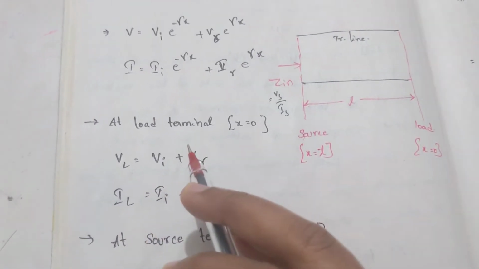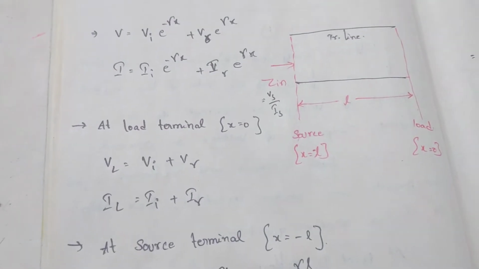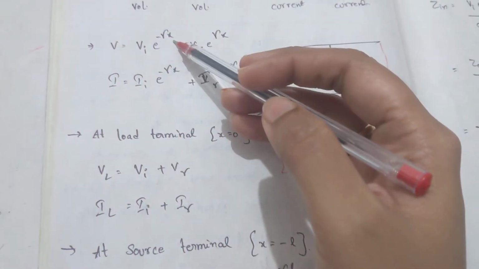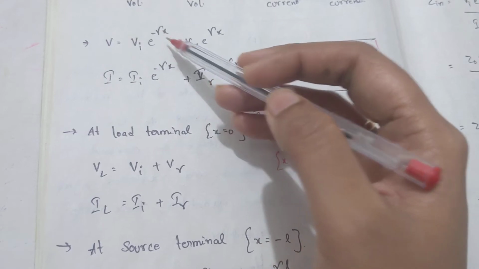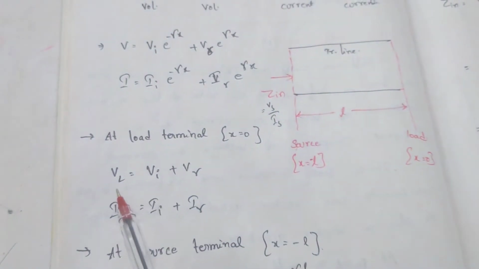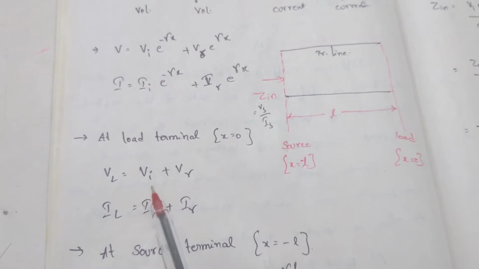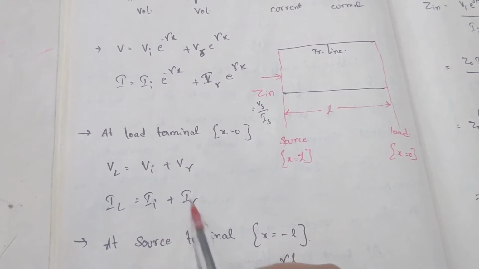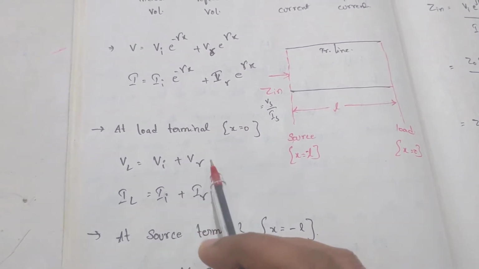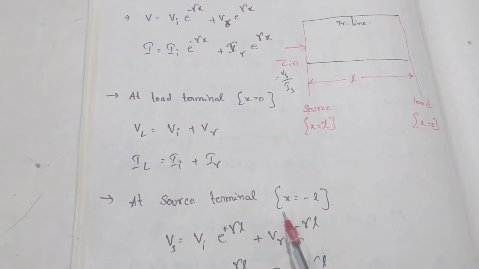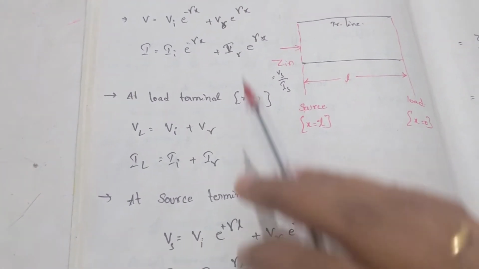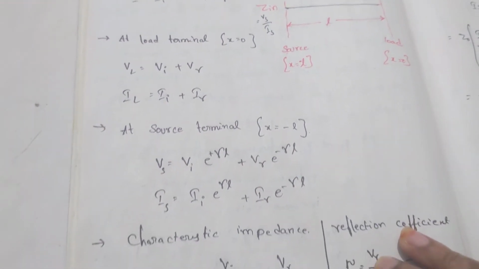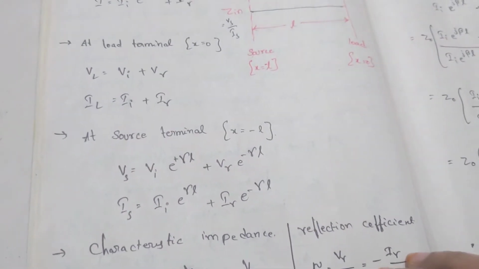First of all we are finding the voltage and current at the load terminal by considering x equals 0. When you replace x equals 0, e power 0 is nothing but 1. So the voltage at the load terminal is Vi plus Vr. At the same time the current IL equals II plus IR, because these are the incident and reflected voltages and currents. Similarly for the source terminal we just replace x with minus L and find out the source current and source voltage.